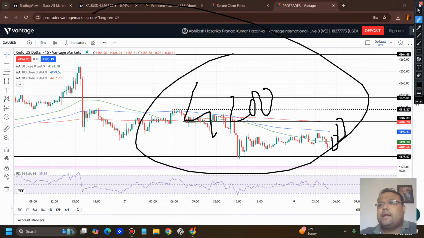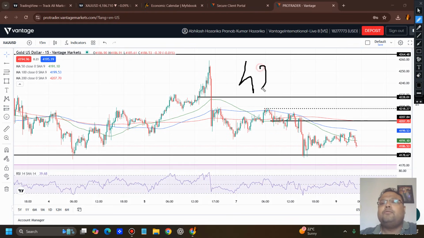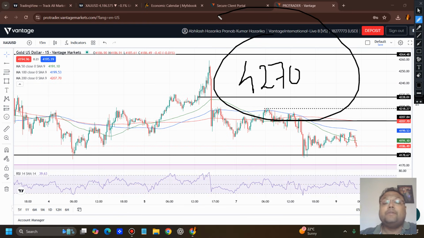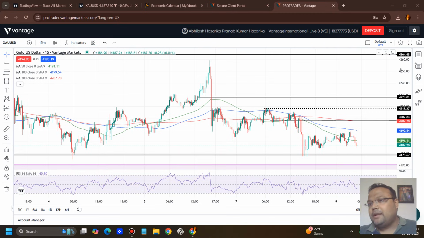And obviously for the market to be bullish, we need gold above 4260 or 4270. As long as market is trading below 4270, you cannot say the market is bullish. The market will remain under pressure. The market will be sideways. And because of the upcoming Fed meeting, there is a possibility that we may not see some big moves right now, and market may remain like this. So we need to plan our trades accordingly.